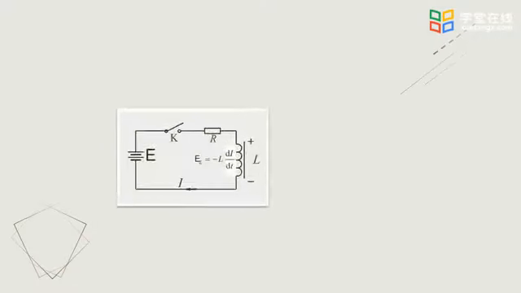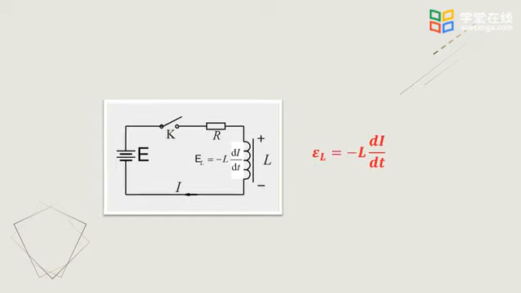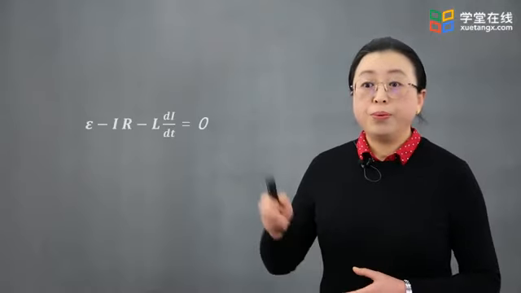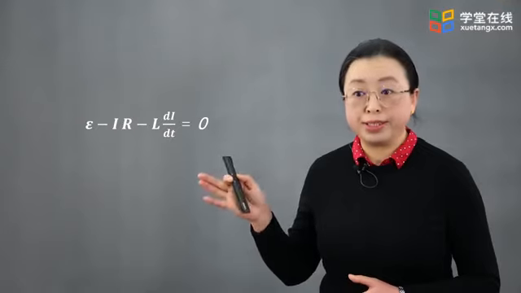When the switch is closed, the current in the circuit begins to increase, and an induced EMF opposing the increase of the current is produced in the inductor. It can be determined by this equation. For the circuit, we write down this equation, where IR is the voltage drop across the resistor.